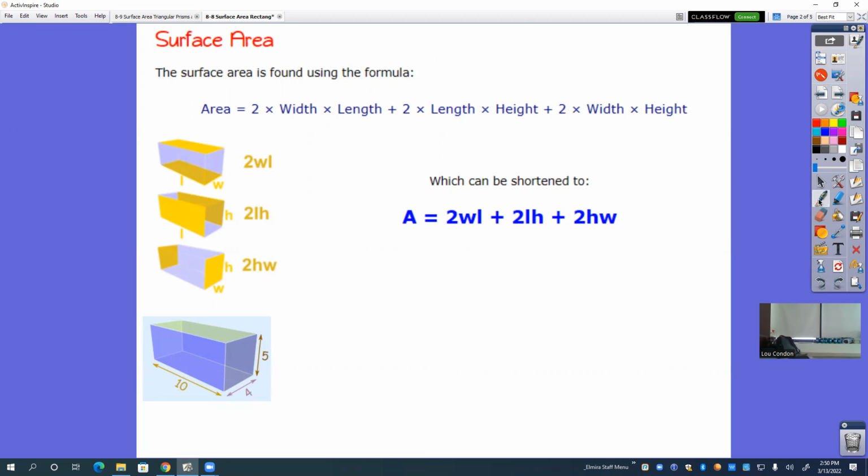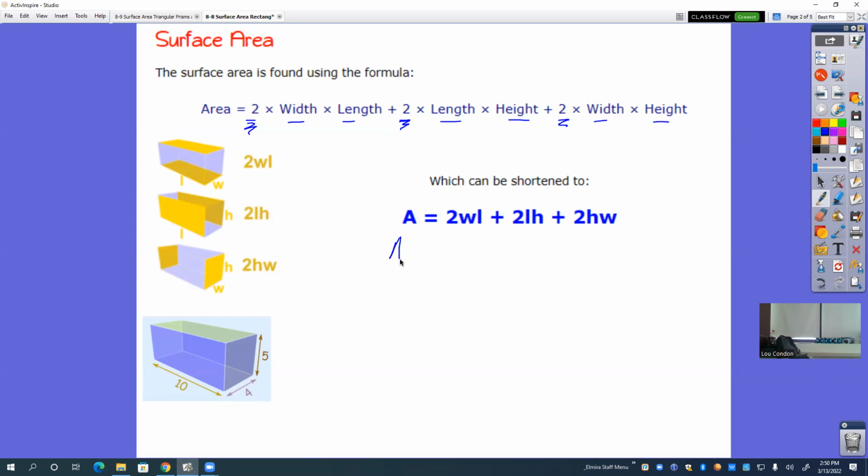The reason why we do 2 times the width times the length, and 2 times the length times the height, and 2 times the width times the height, is because, as you look here in our picture, there are 2 of each part. So instead of going through and doing 1, 2, 3, 4, doing it 6 times, we only have to do it 3 times and add each of the areas together to find it.